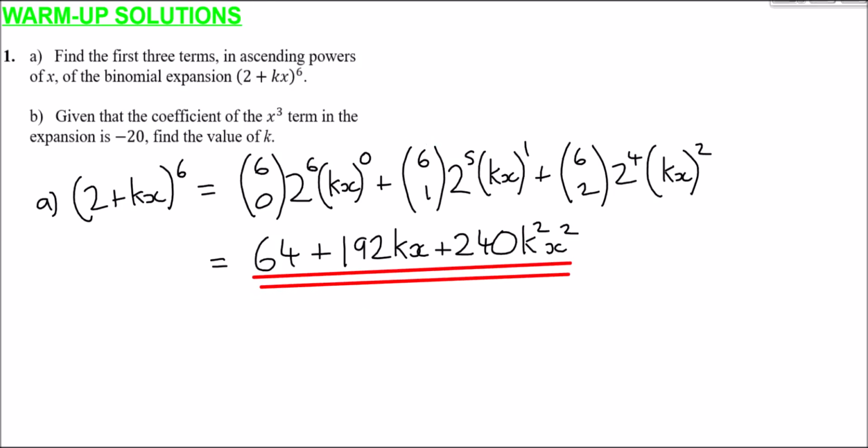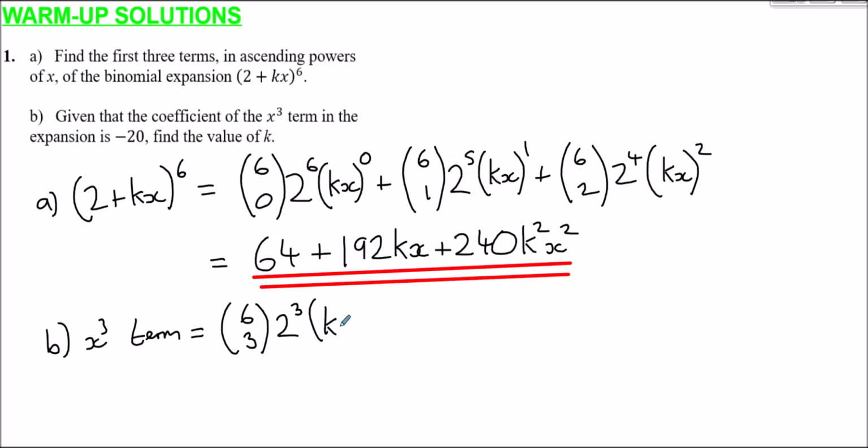Part B throws a bit of a curveball at us. Part B asks us to work out the x cubed term, essentially. We're told the x cubed term is minus 20. So we need to actually evaluate the x cubed term here. It's just the next term after this one. We've got to the squared term, the x cubed term, we've gone 0, 1, 2. The bottom number now will become a 3. So we've got 6 choose 3. Then it's 2 to the power 3, because that power's going down by 1 each time.